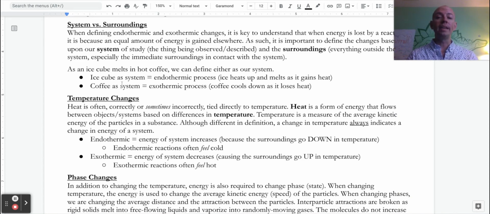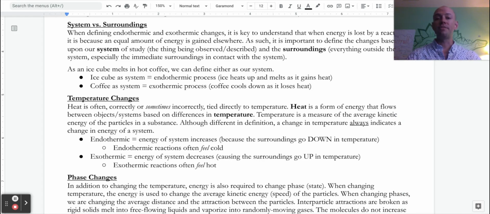For example, we can think about an ice cube being dropped into coffee from the perspective of each of those objects. We could think about the coffee as our system and study what's happening to the heat of the coffee, or we could think about the ice cube as our system and think about what's happening to the cube. In both cases, we would think about everything that is not that object or that system as the surroundings. So with that example, if the ice cube were the system, the ice cube is gaining heat from the surroundings. The coffee is hotter than the ice cube. Heat flows into the ice cube, it heats up, it melts, and it gains that heat.